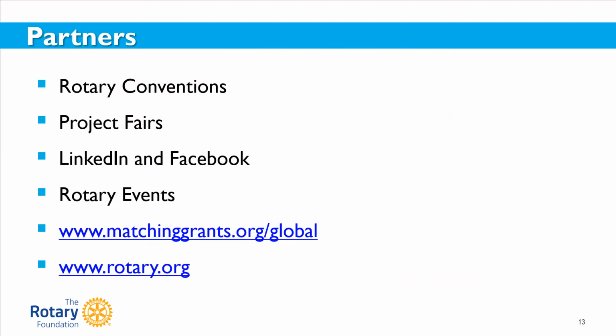Here is a list of places where you can find potential partners to work with when considering a global grant project. They include Rotary events, Facebook, LinkedIn, and Rotary.org.